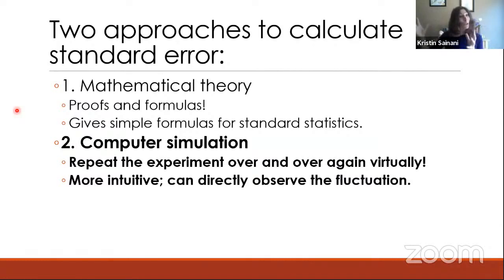If I show you pictures from a computer simulation, I think that's a lot more intuitive than if I show you a bunch of mathematical equations. So I'm going to illustrate everything today using computer simulation. In a computer simulation, we can literally repeat the experiment over and over again. We just do it virtually. But we can actually see what happens if we run our cherry juice trial many, many times. So it's a lot more intuitive. We can actually observe the fluctuation in the statistic.